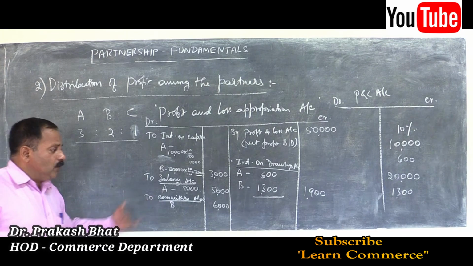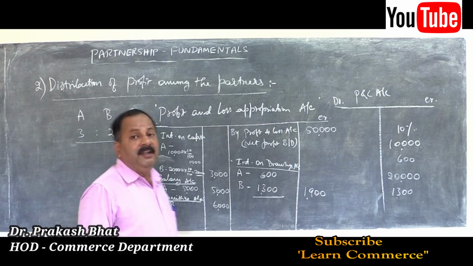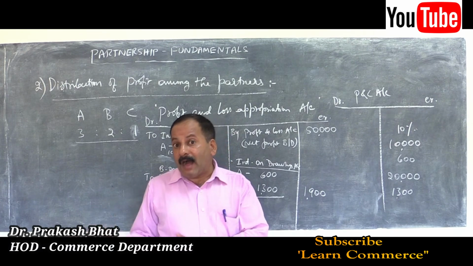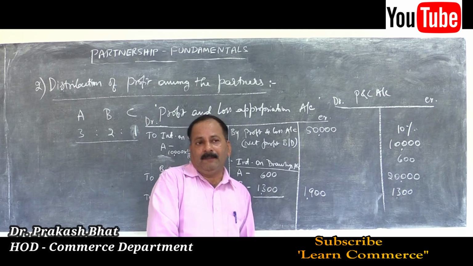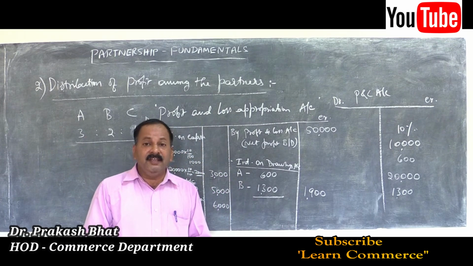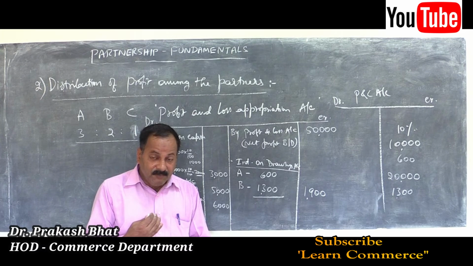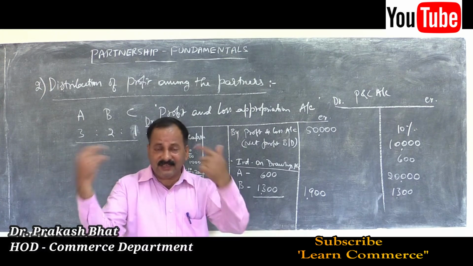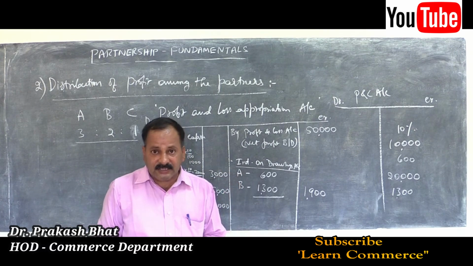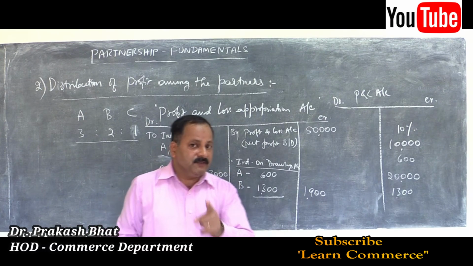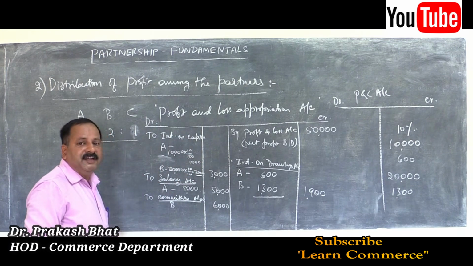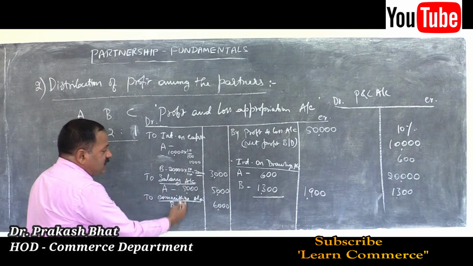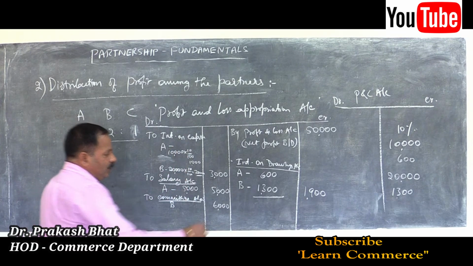Then some other items also may be recorded, like interest on loan or advance provided by the partner to the firm. When the partner gives a loan to the firm, it is the responsibility of the firm to pay interest on that amount. So when the firm pays interest on that advance made by the partner, it is an expense again. So it should be recorded on the debit side of the appropriation account. So, we will record all these expenses on the debit side and we will balance it.